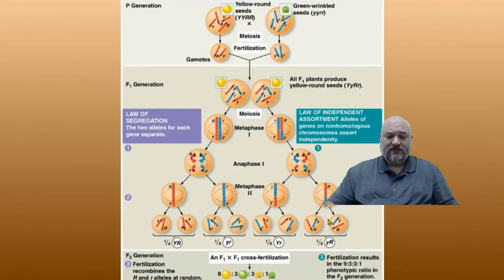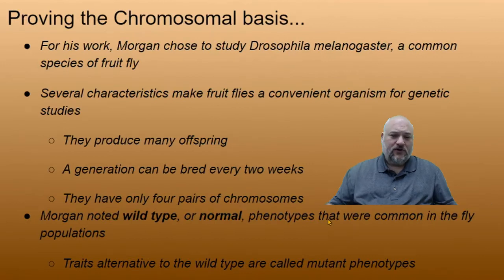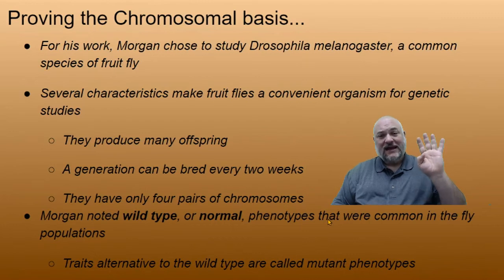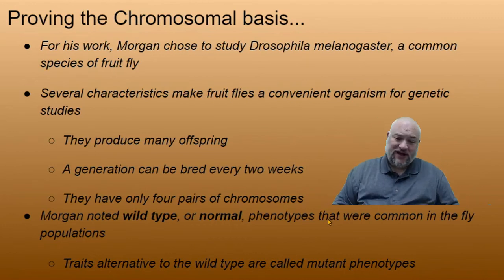So a guy named Morgan used Drosophila melanogaster, a fruit fly, and came up with a bunch of stuff to prove this. Some characteristics he liked about the fruit fly: they have a short generation time, every 2 weeks. They produce a lot of kids, and they only have 4 pairs of chromosomes, so they're relatively easy to reproduce, get a lot of them, and not have too many chromosomes to try to wade through.